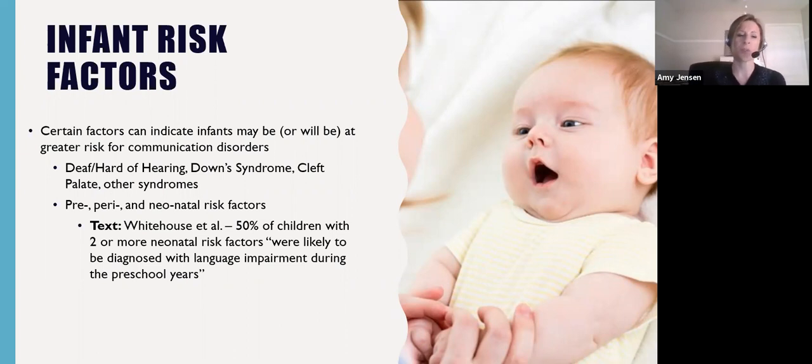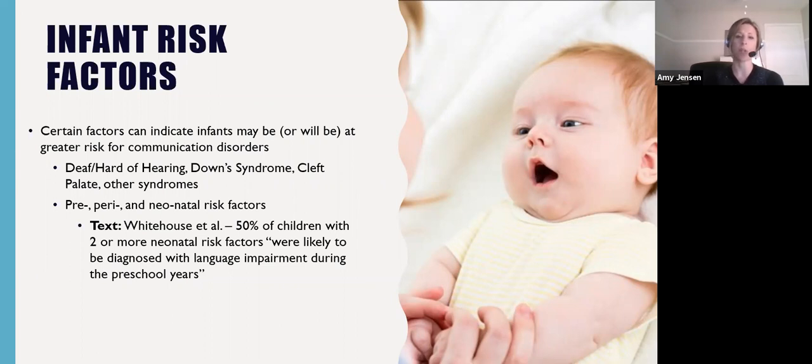But there are also certain prenatal, perinatal, and neonatal risk factors, and I don't want to get in the weeds with those, but I've described them in the notes in the PowerPoint, so you can look at that. But prenatal is anything that happens in the womb. Perinatal is anything that happens during birth, and neonatal is anything that happens immediately after birth.